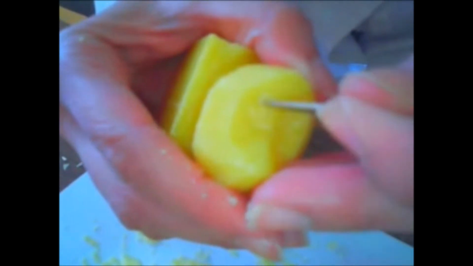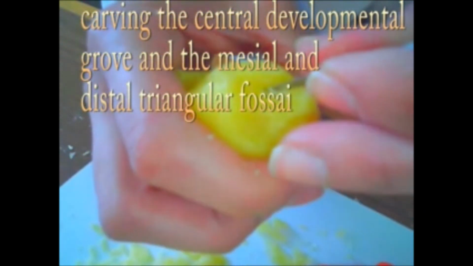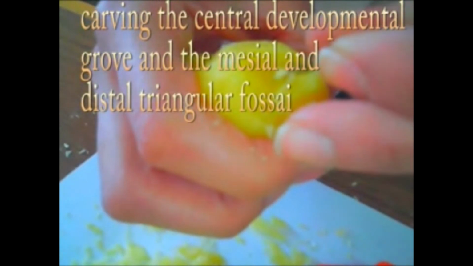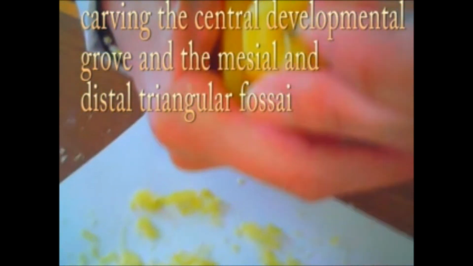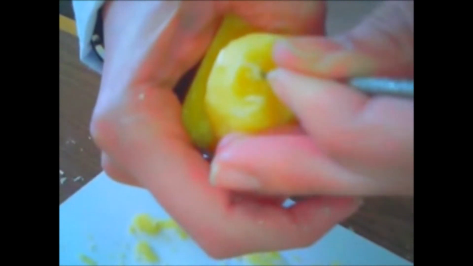Now, while carving, we should draw the area of the central groove, and the triangular fossae on the mesial and distal sides of the crown, mesial and distal marginal ridges. The shaping should be gradual. We might need to go over things again and again till the final shape is achieved.